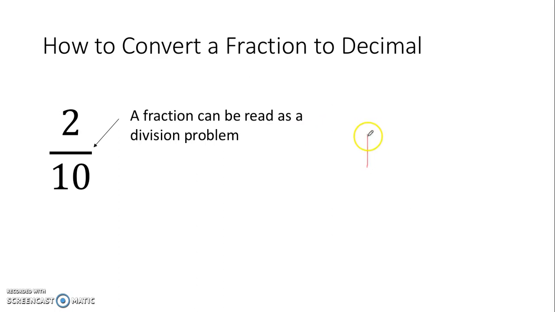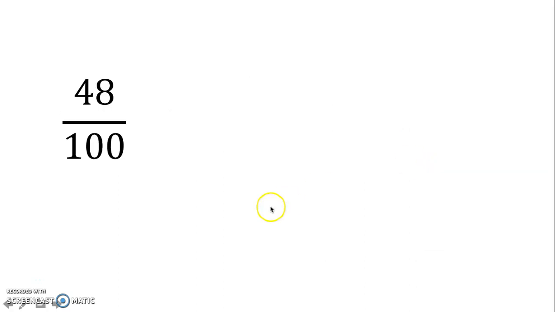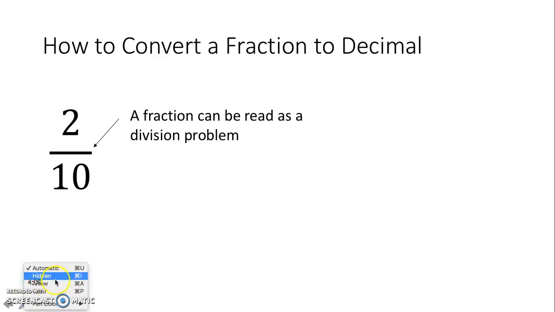So hopefully we can make this pretty neat here. 2 divided by 10. We just talked about dividing decimals, and you might ask me, this isn't a decimal. Well, ask yourself, can 10 go into 2? No, 10 can't go into 2. So you have to put that decimal.